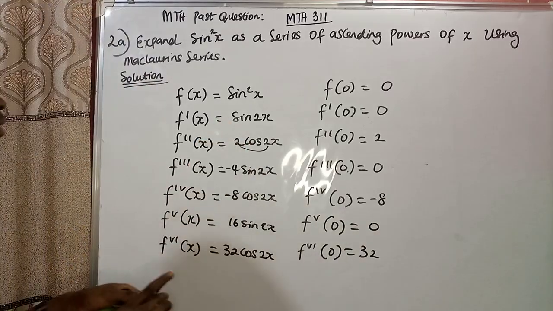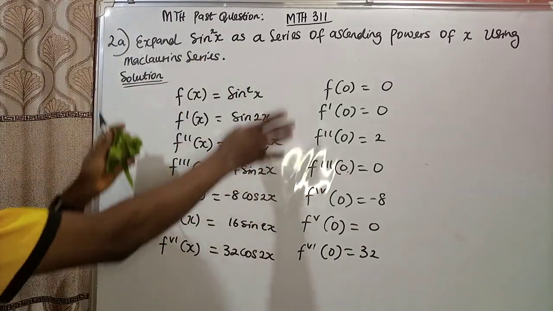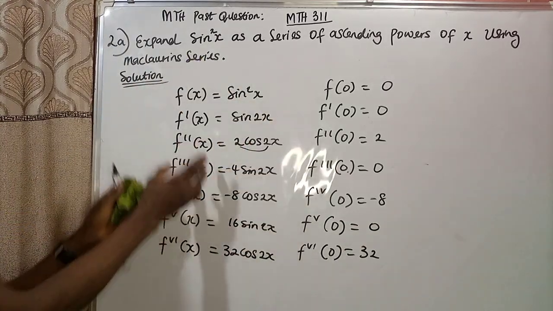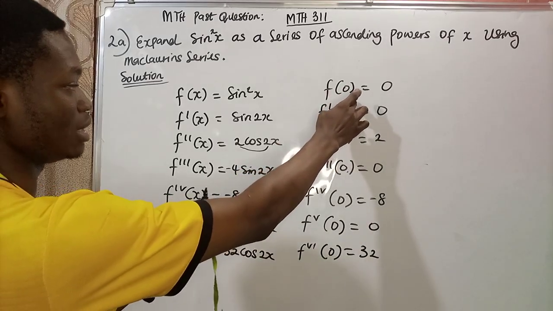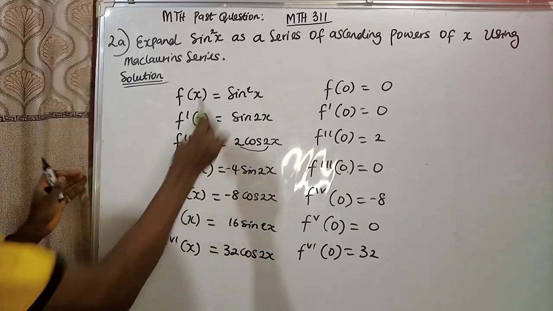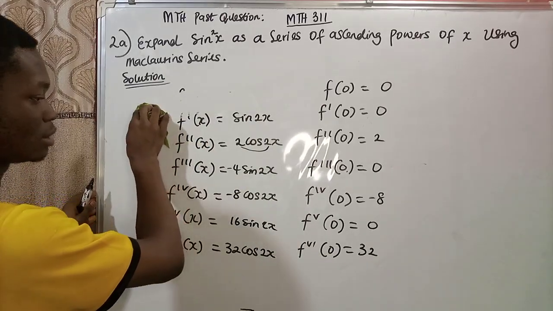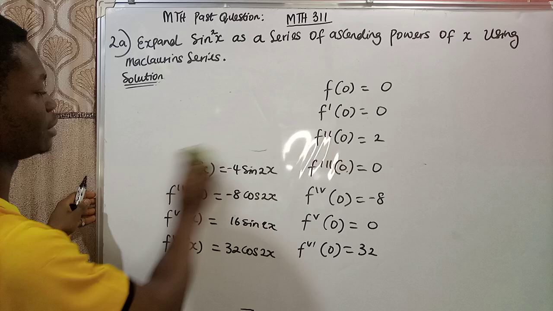So we are going to do what? I'm going to clean here. These are the derivatives, the first, second to sixth. Then these are the values when it's evaluated at 0. So let me clean this side.